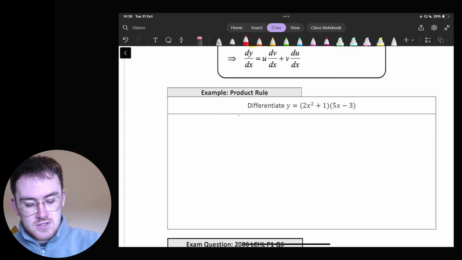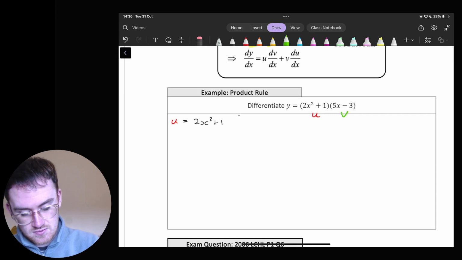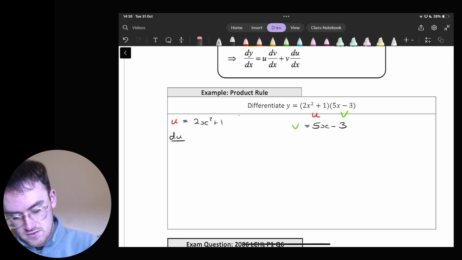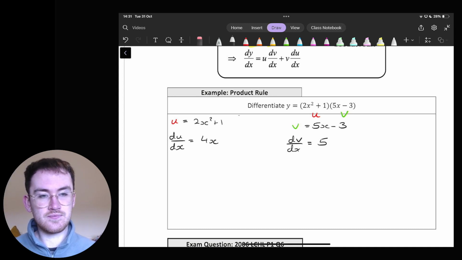So in applying it, we just need to identify our two functions. So we'll call one of them u, we'll call one of them v. So in this case, I'm going to say that u is 2x squared plus 1, and I'm going to say that v is 5x minus 3. Then I need to find the derivative of each of these. So let's do du dx first. That's going to be 4x. dv dx, let's just make that v a bit clearer. So dv dx is just going to be 5.